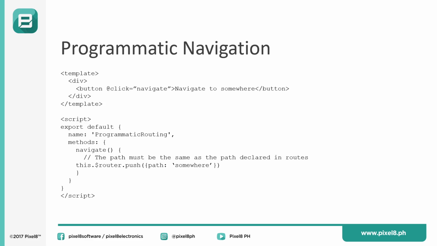How does it work? Basically, programmatic navigation is a way for us to change routes whenever we want to. In this case, we have a function right here, navigate. When you click the button here, it fires the navigate method, which then pushes a new route. You can see that using the push method, we are telling our router to change path. Whatever path we put here must be the same as the path declared in routes. Otherwise, you will get thrown a 404 error, meaning your component is not found.